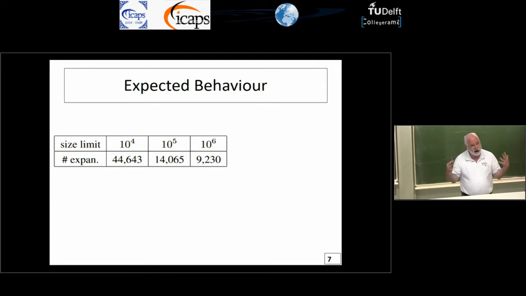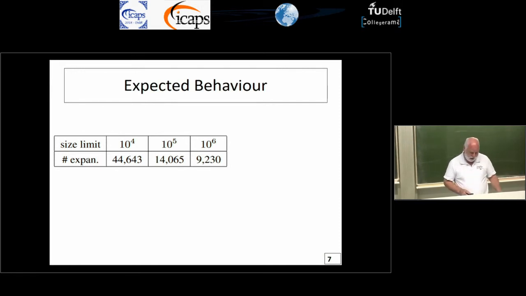So I mentioned there was a size limit with merge and shrink, and what do you expect should happen as you increase the allowable size of the transition systems? Well, you would expect that you have more information. Ultimately, the abstraction you build is larger, and so more informative, retaining more of the information about the original domain. So you think you would see a picture like this one, where as the size limit increases, the number of nodes expanded to solve the problem decreases. And as you can see in this plot, that's what happens.